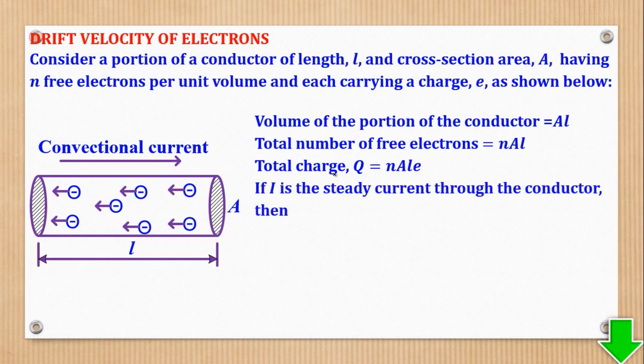Now that I've got Q, I will say that if I is the steady current through the conductor, then I is equal to Q over t. Remember we said Q is It. Therefore, when I make I the subject, I come up with Q over t. But I've already got that Q is nALe. So I'll substitute for Q.